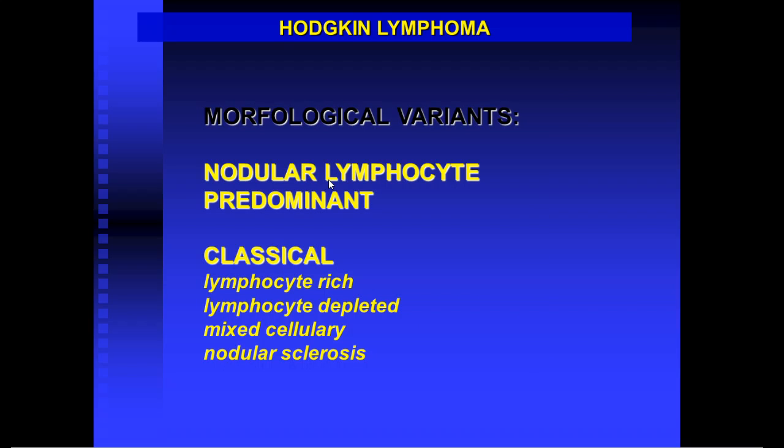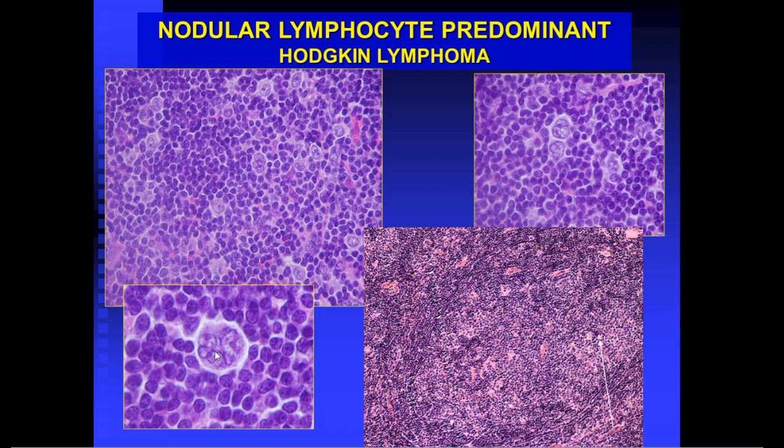So, morphological variants. As I told you, there are 5 main ones. Non-classical: nodular lymphocyte predominance. And classical: lymphocyte rich, lymphocyte depleted, mixed cellularity, and nodular sclerosis. The two most common are mixed cellularity and nodular sclerosis, and fortunately, these two have a good prognosis. The non-classical variant has these popcorn cells, a lot of popcorn cells.